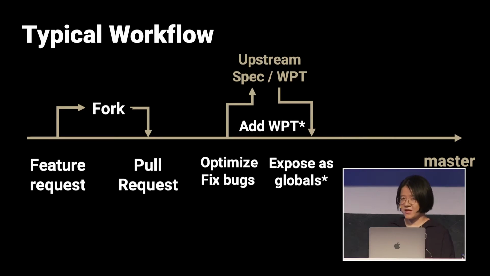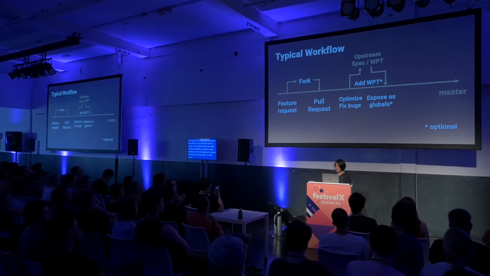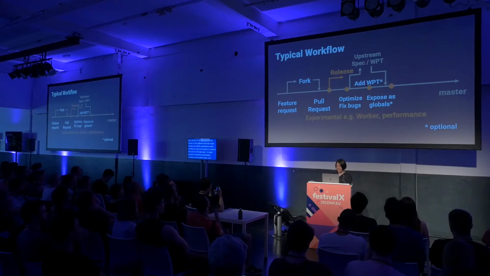At a certain point, depending on how feasible it is, we may start incorporating the subset of web platform tests for it, and collaborate with the web platform test upstream, as well as the specification authors, to improve the spec and the test suite. It is also typical to eventually expose these interfaces to the global object, but this is not mandatory and depends on various complexities.